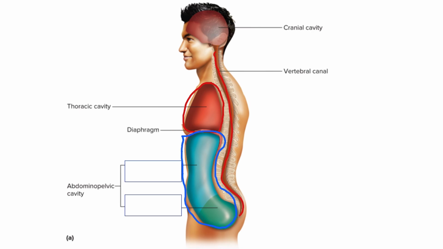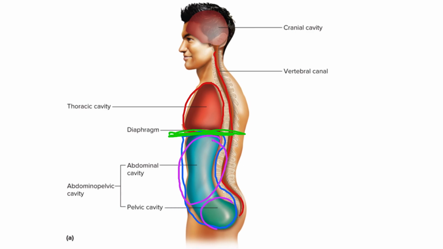And then in the middle, separating the two cavities, we have the diaphragm. And then the abdominopelvic cavity we can further divide into the abdominal cavity. So we have the abdominal area right here, and then the lower part would be the pelvic cavity.